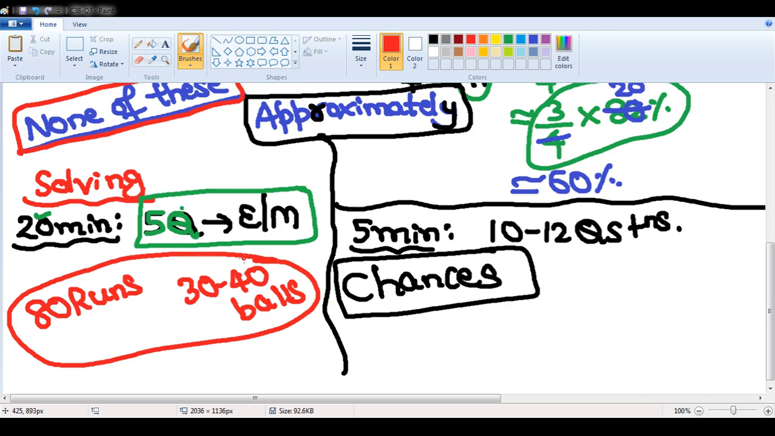But the actual way of saying it is, as rightly Mohammed pointed out, the question says approximately. Yes, the approximate answer is 60%. Himanshu, are you there with me, sir?